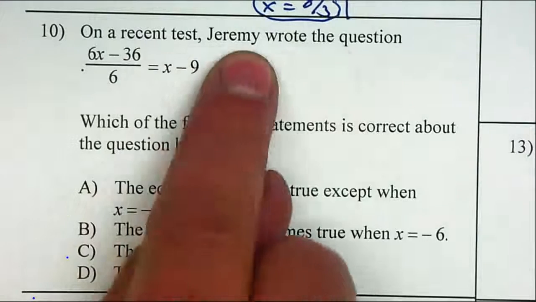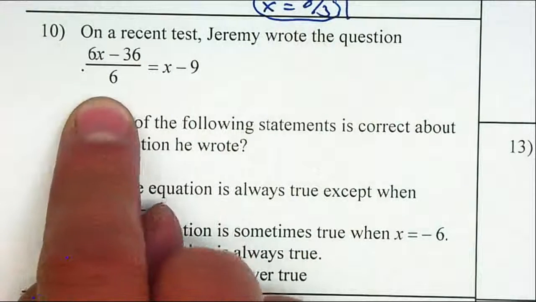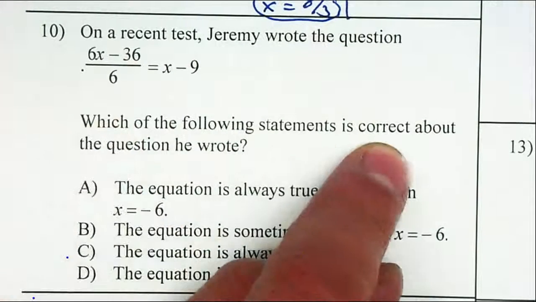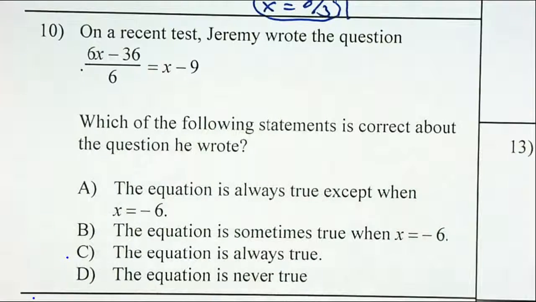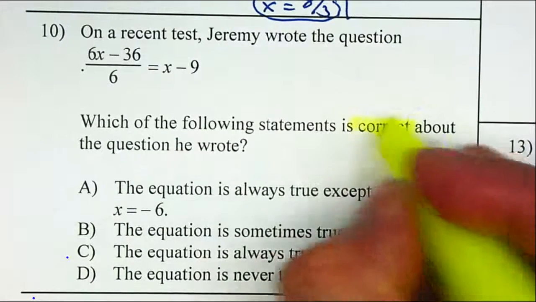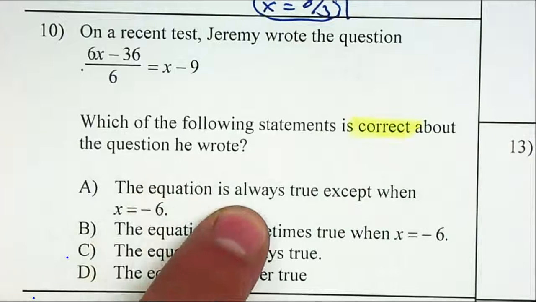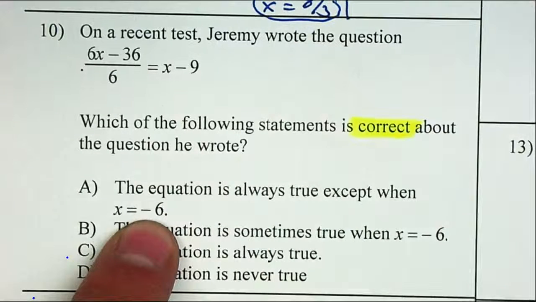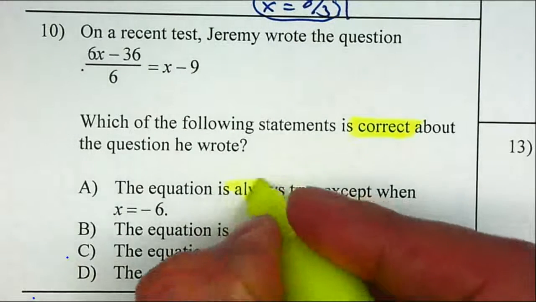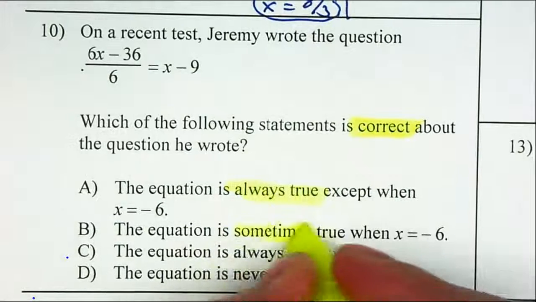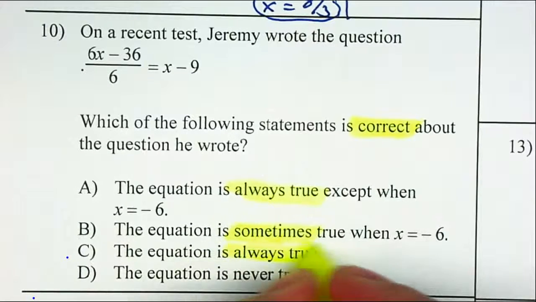On a recent test, Jeremy wrote the following equation. Which of the following statements is correct about the equation he wrote? It's always true, except when x equals -6, so always true, sometimes true, always true, or never true.